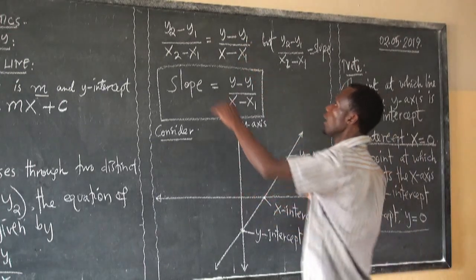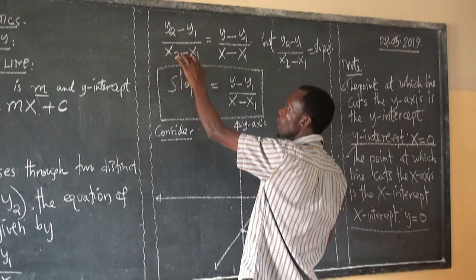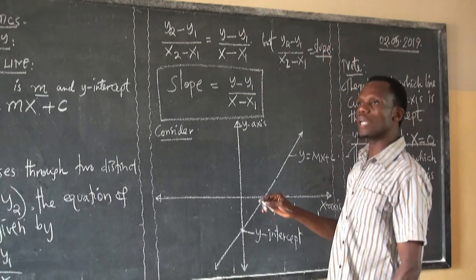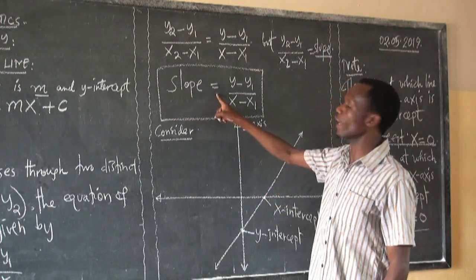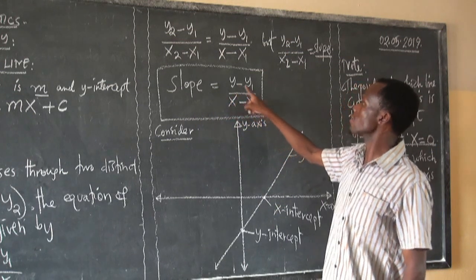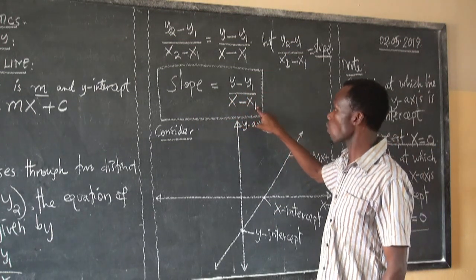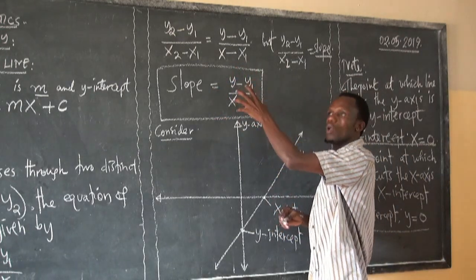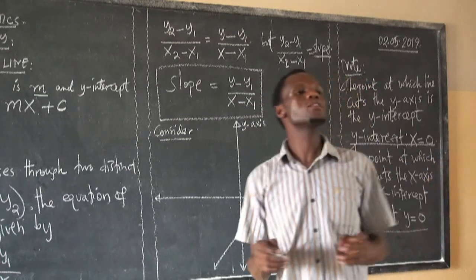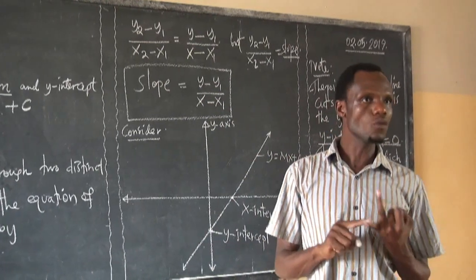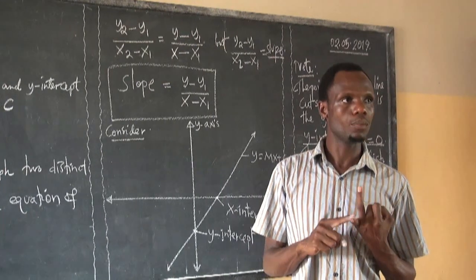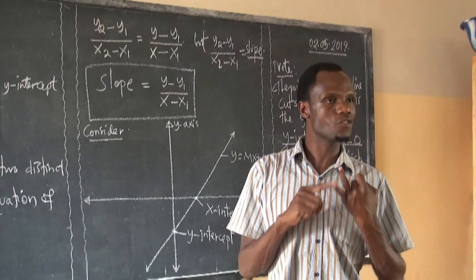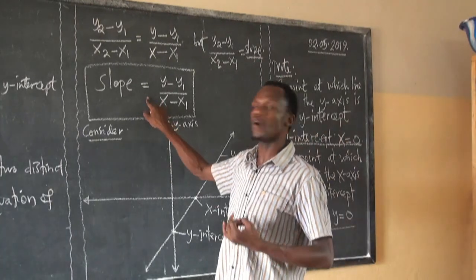Now, remember, y2 minus y1 over x2 minus x1, we say this is the slope. In the other way, we can say the slope is equal to y minus y1 over x minus x1. What does that mean? If you want to determine an equation of a straight line, the first thing you need to do is to determine the slope. First of all, you determine the slope. After you have determined the slope of the straight line, you come and apply this formula.